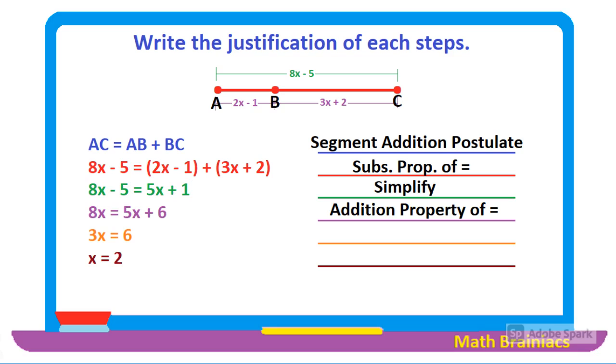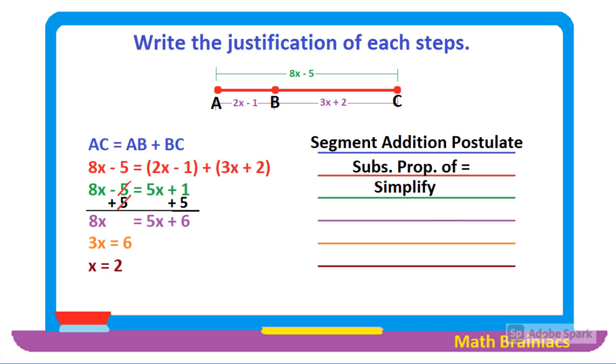That is the addition property of equality. I am going to explain why it becomes addition property of equality. From the equation 8x minus 5 is equal to 5x plus 1, we are going to add 5 on both sides of the equation. Accordingly, we can cancel out the 5 on the left side, and it will give us 8x is equal to 5x plus 6. That is why it is addition property of equality, because you add 5 on both sides of the equation.